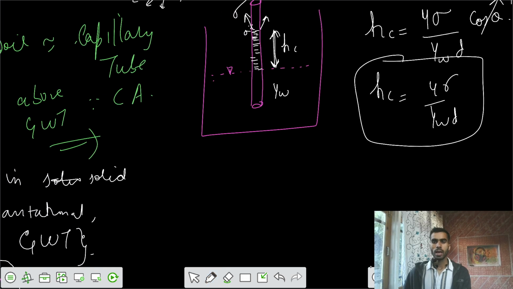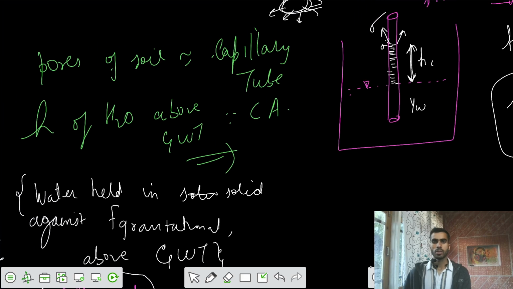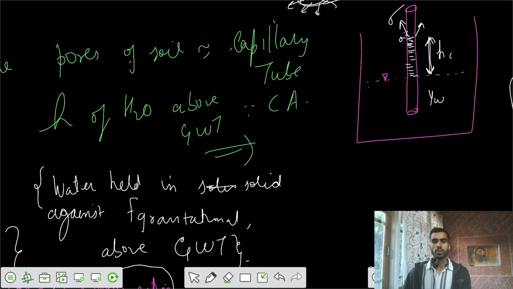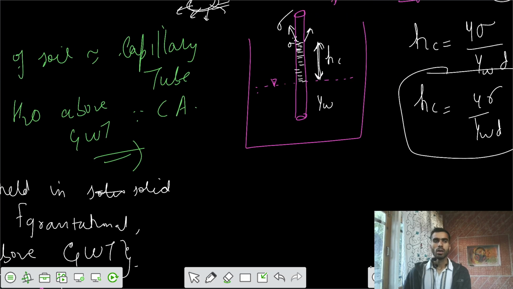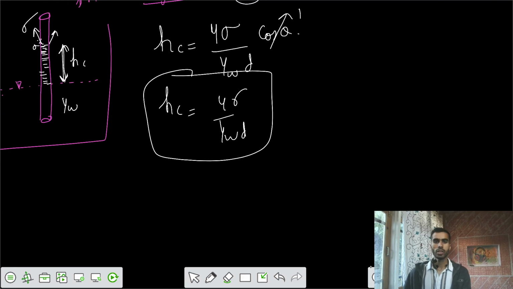Similarly, using the same analogy, if we replace the capillary tube by the pores of the soil, we can ask what is the rise of water in the soil above the water table because of capillary action. That would be given by this equation.